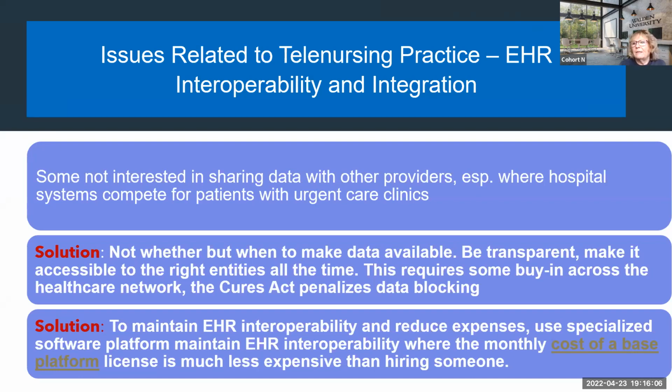So it's not whether and when to make the data available, it's a law now that you must make it available, and you must be transparent, make it accessible to the right entities at all times. And this is where the Cures Act, if they find you not adhering to this, penalizes. And again, the potential non-compliant people will be fined.